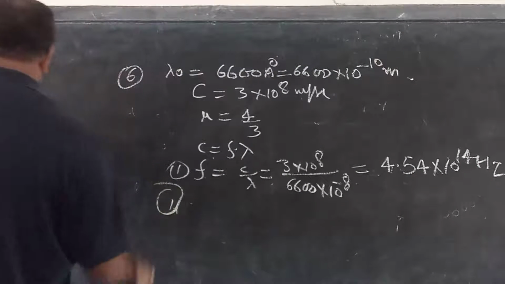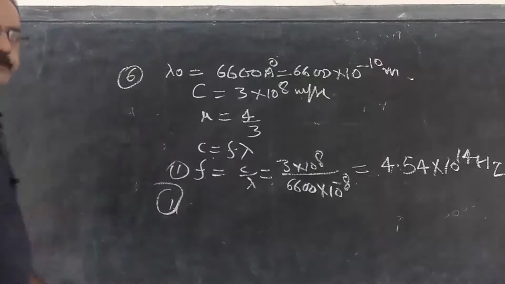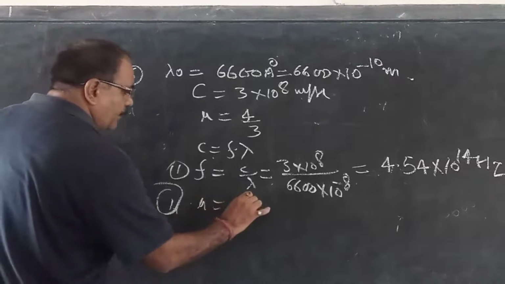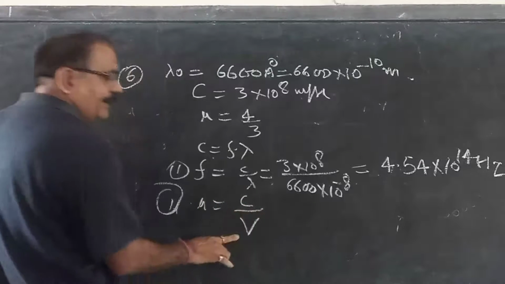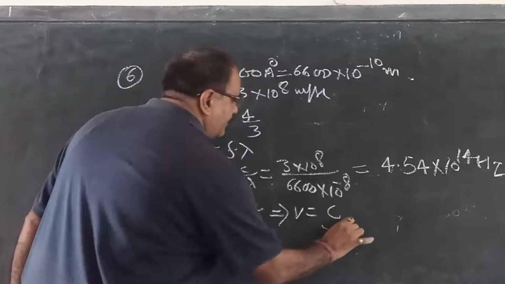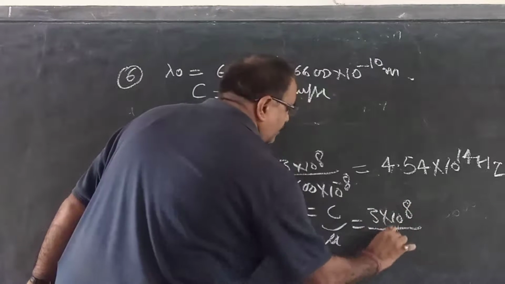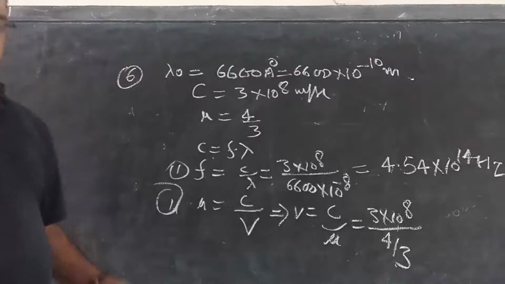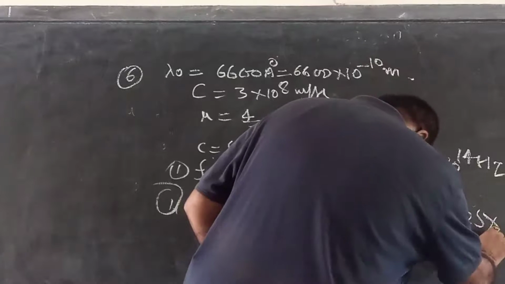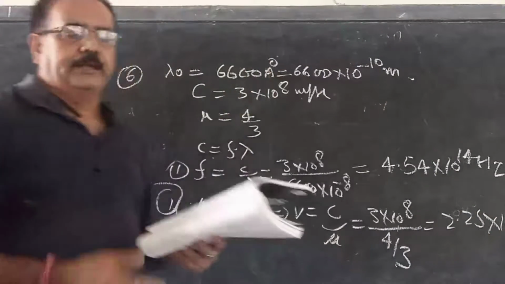Second part: the speed of light in water. So mu is equal to speed of light in air by speed of light in water, taken as v. The speed of light in water we have to find, which means v is equal to C by mu. So C is 3 into 10 to the power 8 and mu is 4 by 3. So this will come to 2.25 into 10 to the power 8 meter per second.